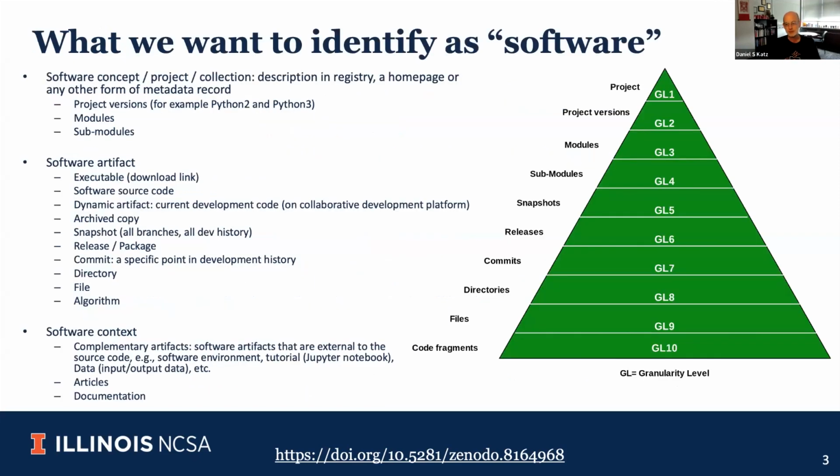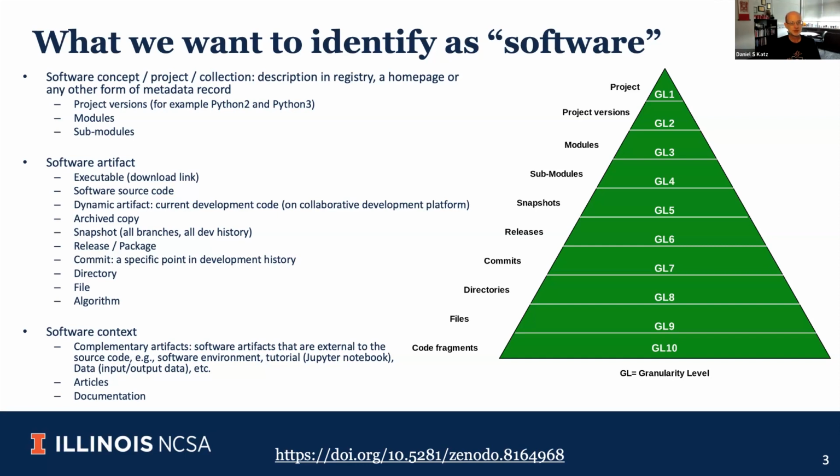So one of the challenges with software is, what is software when we say that, and what do we actually want to identify? And the issue is that there's lots of different things. There's the project itself, something like, let's say, Matplotlib. There's versions, like version 2.0. There's modules within that, then there can be submodules and snapshots and releases and commits and directories and files and code fragments. And so there's a lot of different kinds of things that you may want to identify.